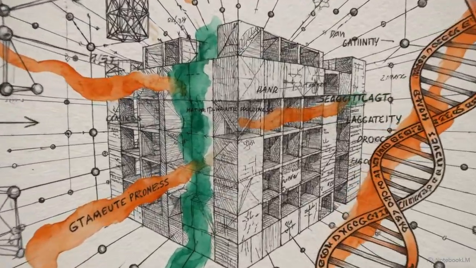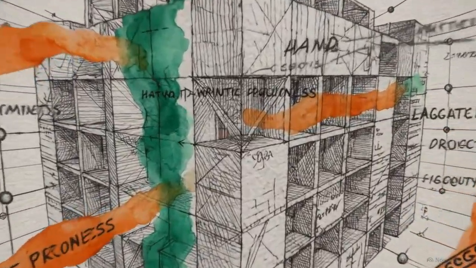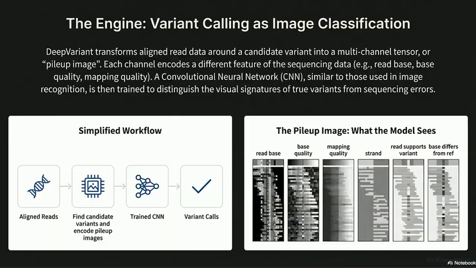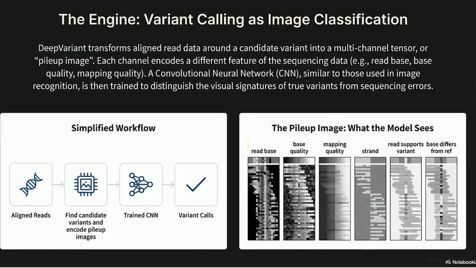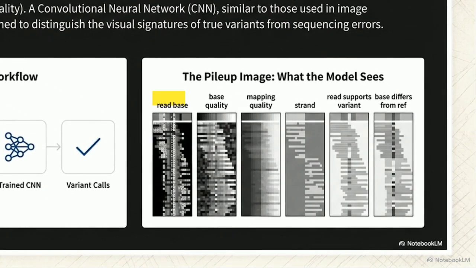Instead of calculating statistical probabilities for each base pair, it frames variant calling as an image classification problem. Aligned genomic read data is transformed into a multi-channel tensor, or pileup image. Each grayscale panel encodes a distinct feature. One channel represents the read base, another maps base quality, and a third tracks mapping quality.